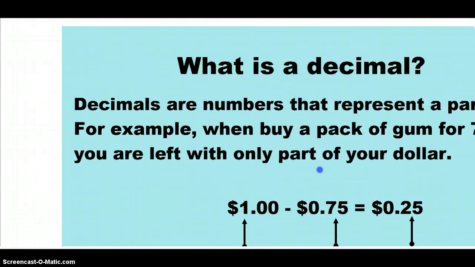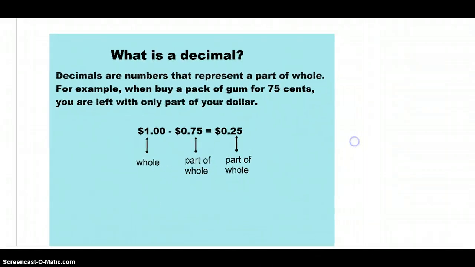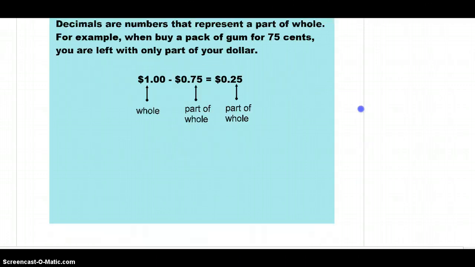So the first thing we need to talk about is what decimals represent. They represent part of a whole. For example, when you buy a pack of gum for 75 cents, you're left with only part of your dollar. So you can see in this example, the whole is $1. And then you take away 75 cents, part of that one whole, and you're left with 25% part of the whole.